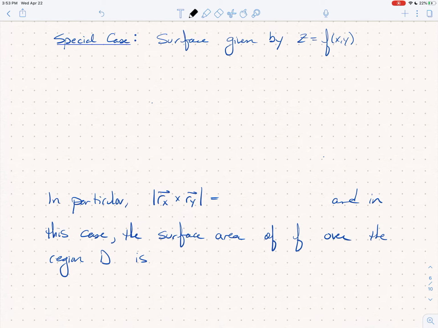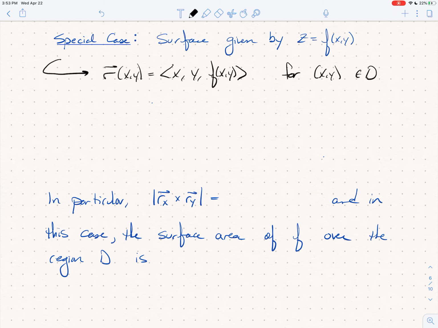Well, if you recall, we looked at the special case when the surface is given by an equation z equals f of x,y. When you can solve for z in terms of the other variables, there's a relatively easy parameterization. It may not be the most convenient, but you can always use r of x,y equals x, y, f of x,y. I wanted to work through finding the surface area in this case. By the way, this is valid for x,y in D, where D is the projection of your surface into the xy plane.